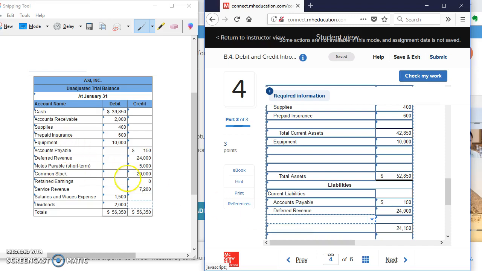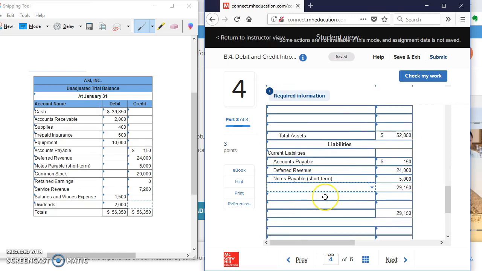And then what's the last one? Notes payable short term. By definition, it says short term, so that's a current liability. And again, we're going with the 12-month rule on that. If the note is 12 months or less, or 1 year or less, it's current and short term. If not, it'll be long term, and it would not be in the current liability section. So those are 3 liabilities, and they all happen to be current liabilities.